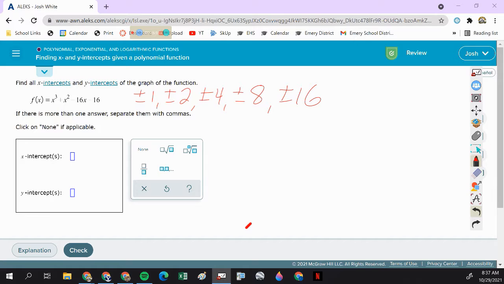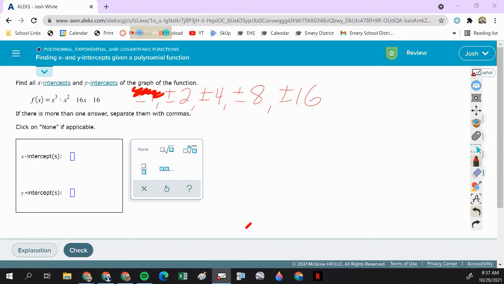You add up all the coefficients. Is 1 plus 1 minus 16 equal to 0? No, so 1 didn't work. So we throw that out. Okay, so what do you want to try? Negative 1? Well, that's a good idea. Why did you pick negative 1?